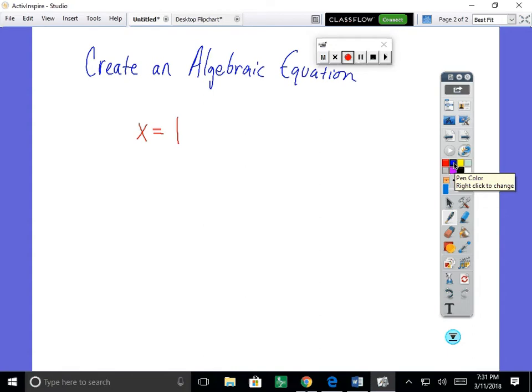Let's try that. What if I took away 2 from both sides? I'm keeping balance in the kingdom. I'm keeping balance in my equation. So I could write each side a little differently here. I could show you this as x take away 2 equals, well, what is 1 take away 2? A -1. This is a little more interesting, isn't it? All right, let's try it again.